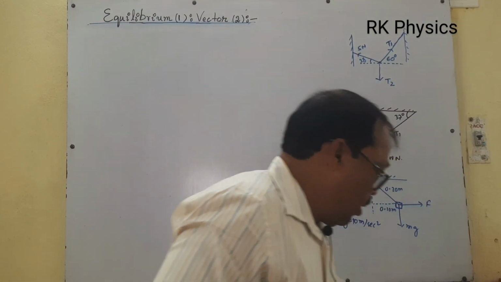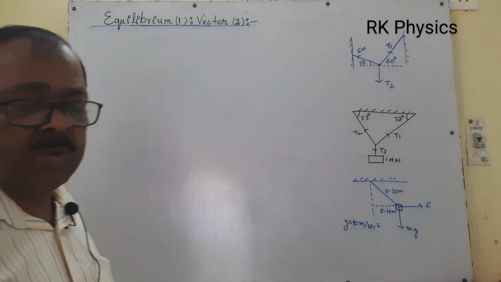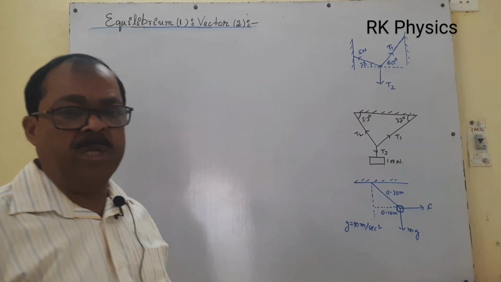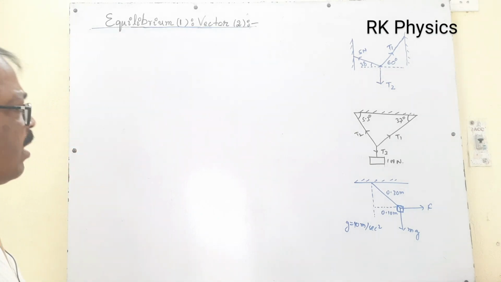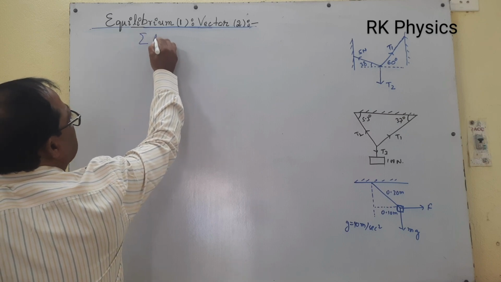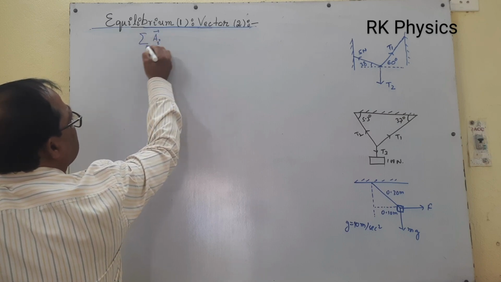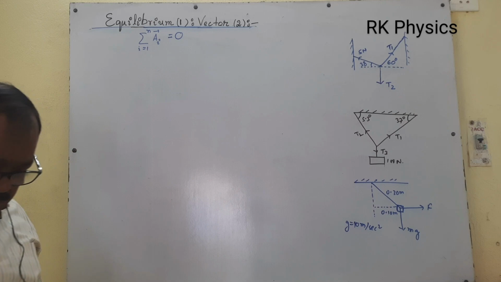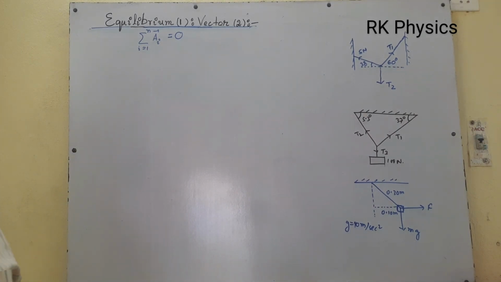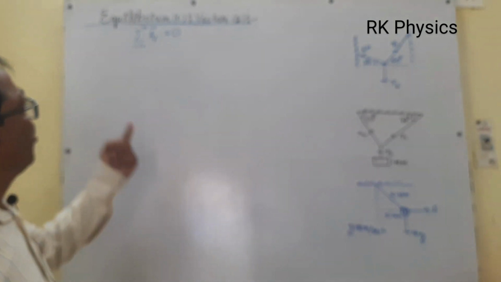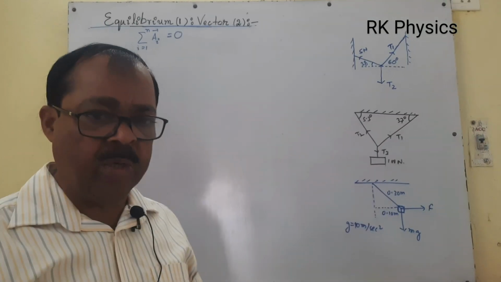Hello friends. Now in the second video on vectors, we will discuss what equilibrium is. In general, equilibrium in vectors means the sum of the vectors Ai, i equal to 1 to n, acting on the system is 0. That means a number of vectors are acting at one point or on a system. If they produce 0 resultant, then this is called equilibrium, meaning the system is in equilibrium.